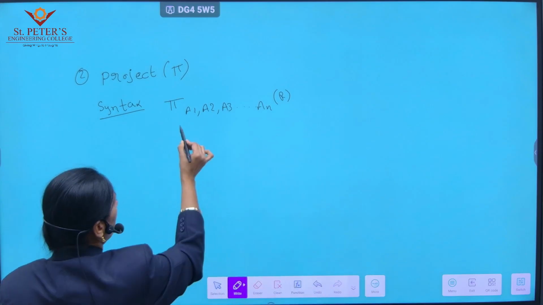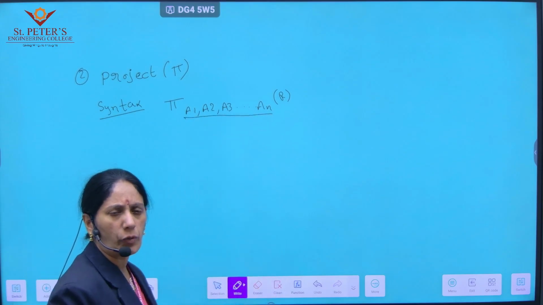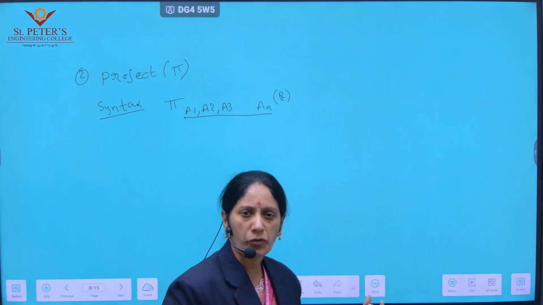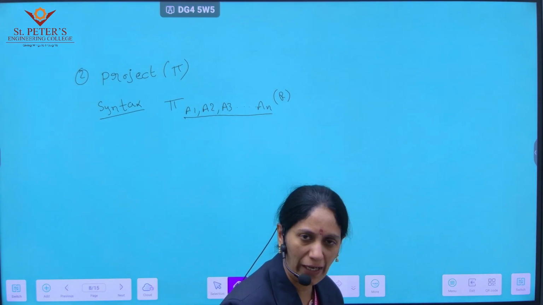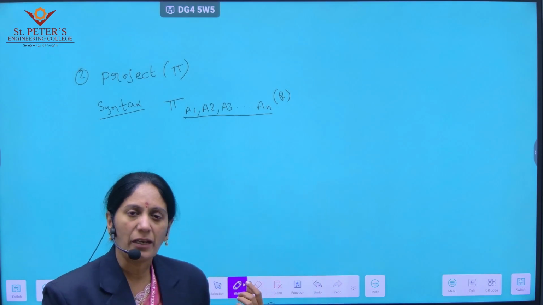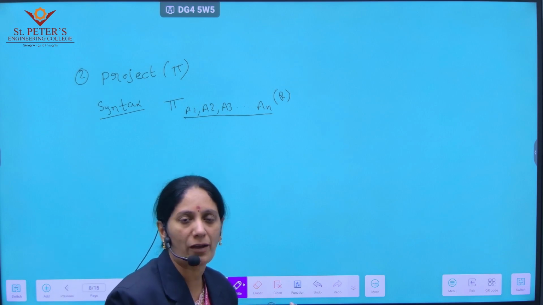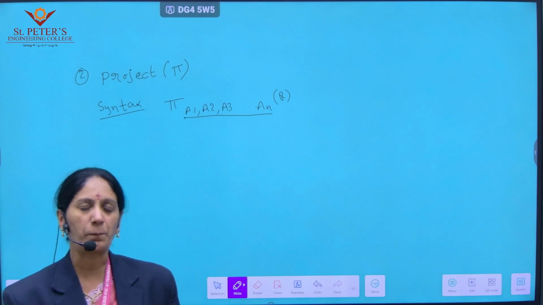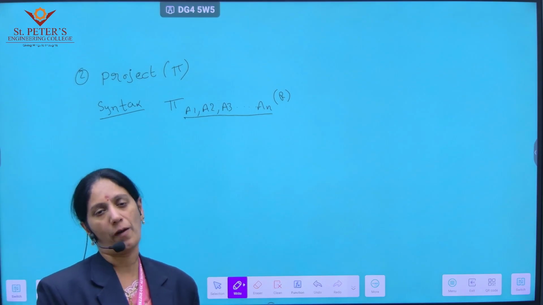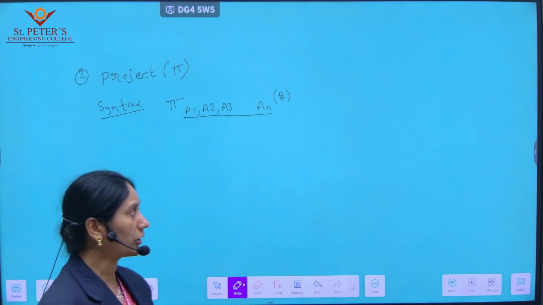What is meant by A1, A2, A3, An? A1, A2, A3, and so on, An are called attribute names. Attribute names are called column names. Pi, the project operation, is used in order to select specific columns of a relation. For that purpose, which operation do we use? The project operation. Let us see one example of the project operation.